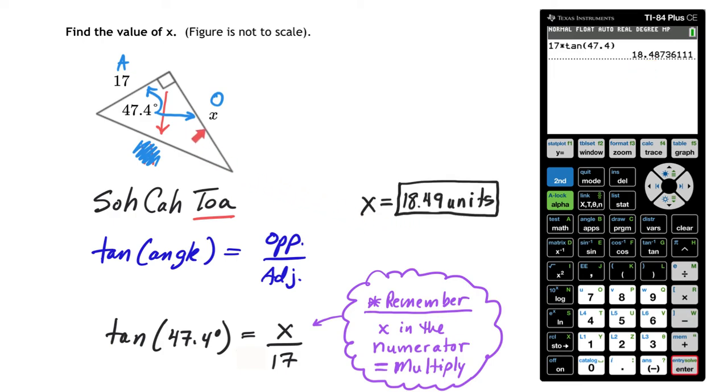That tells you how long this leg is when you have an angle of 47 degrees and an adjacent side of 17. Hopefully this video helps you figure out in the future whether you're going to be using sine, cosine, or tangent based on the right set of things you're starting out with. And good luck.